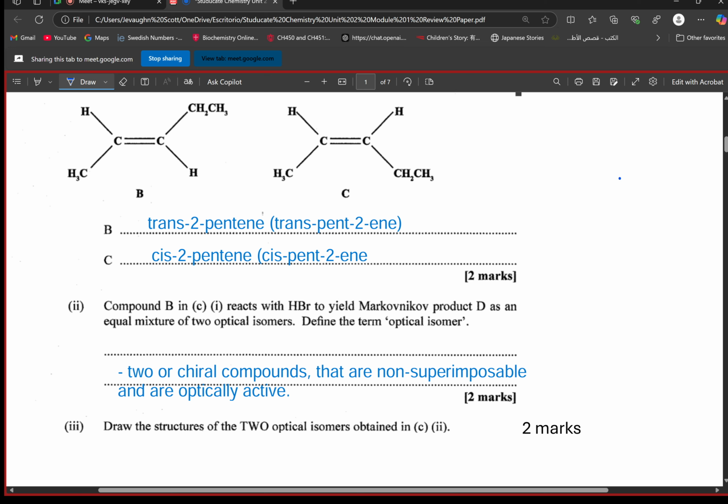And we should be aware of how we draw chiral compounds. What is Markovnikov's rule? Markovnikov's rule: the hydrogen attaches to the carbon bearing the most hydrogen. Alrighty, so we have something like that. But it's kind of weird here, because both carbons that we're reacting have only one hydrogen. So it's kind of weird. That's why we create two isomers.